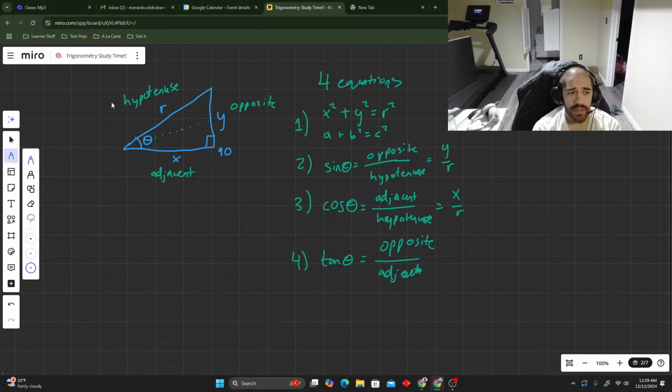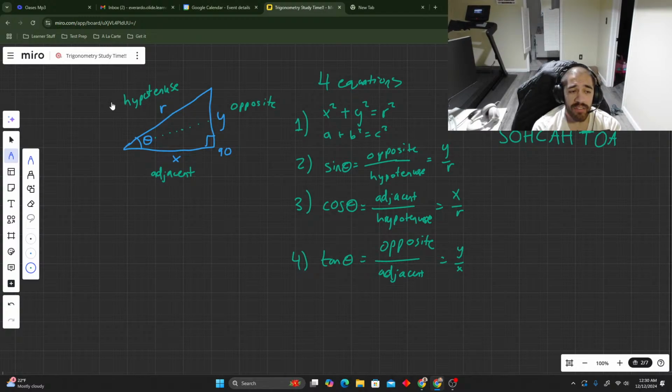Adjacent. Which is going to be y over x. And so now one little acronym to remember this. You'll hear it so many times. It's SOHCAHTOA. This is to remember the last three equations, 2, 3, and 4.